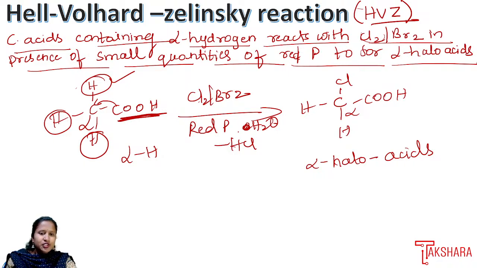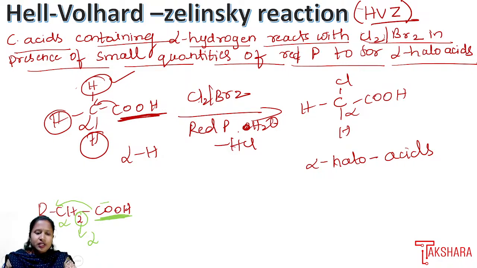Now let us take the general equation for this. That is RCH2COOH. If you observe here, this is the COOH carboxylic acid group, attached to the carbon, which is the alpha carbon atom, and the two hydrogen atoms on it are called alpha hydrogen atoms. Now I will write this in a simple form.